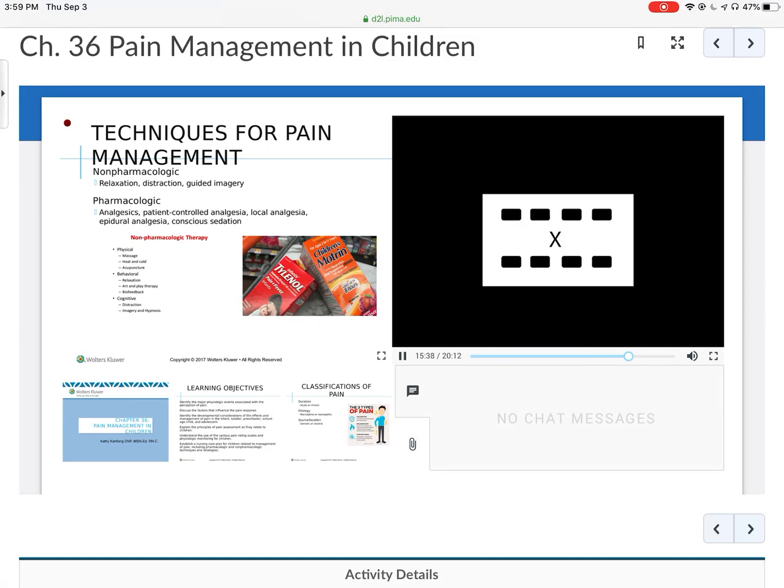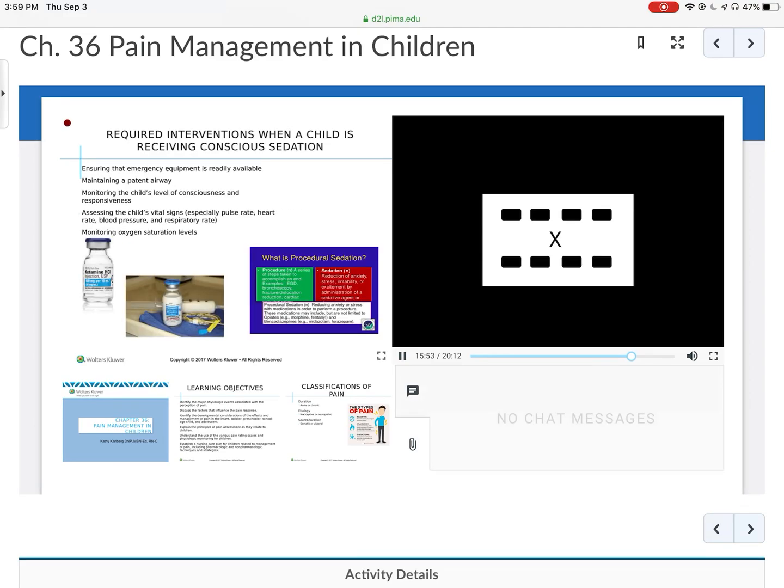We can go pharmacologic, so analgesics. We don't use too many PCAs in kids. Epidurals, we don't use too much of that. We do conscious sedation, but the new term for that is procedural sedation. Procedural sedation, conscious sedation is the same thing. They say it different ways. What it is, we are giving enough medication to the patient that they won't remember the procedure, that they'll sleep through it, but then they'll wake up quickly. And it's not enough that it's going to depress their respiratory system that we need to intubate them. So like I said, we'll put an IV in them.